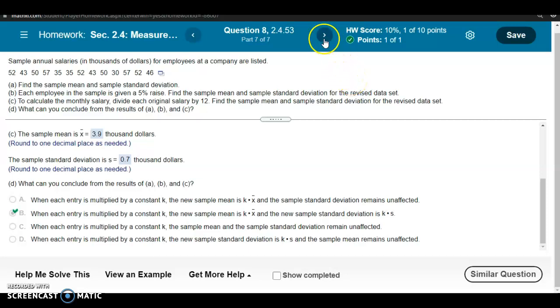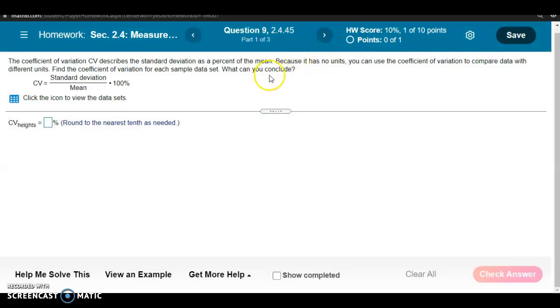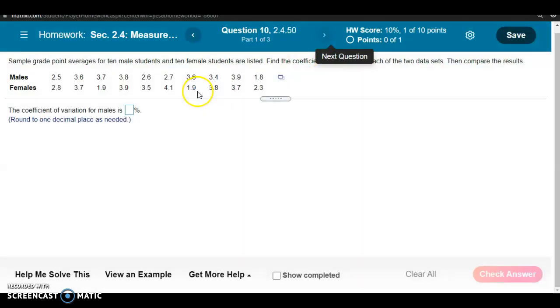So let's go ahead and do one more question. Question 9 introduces the concept of what's called the coefficient of variation. So you can do that one on your own. Question 10 is about the same topic of the coefficient of variation. So we're going to do question 10 together in this video.